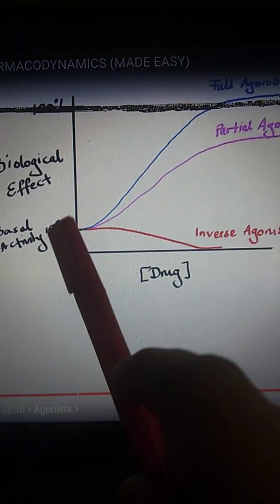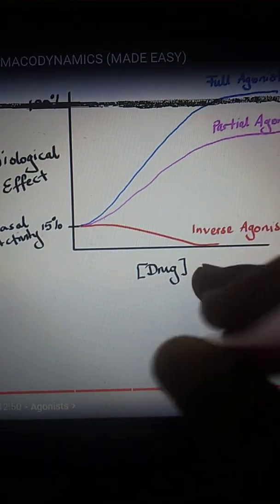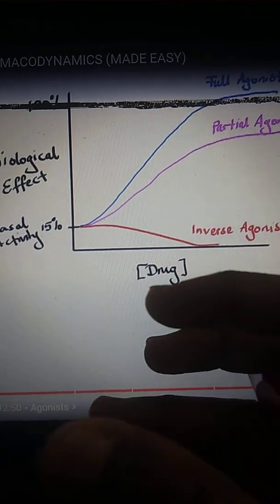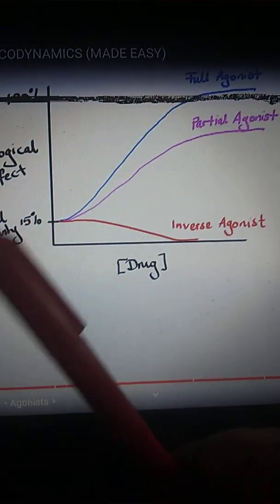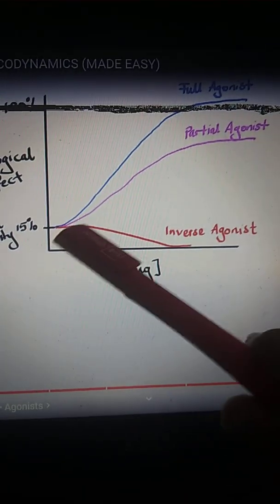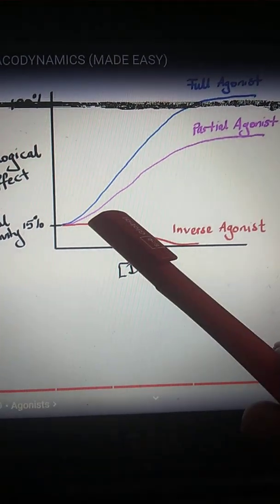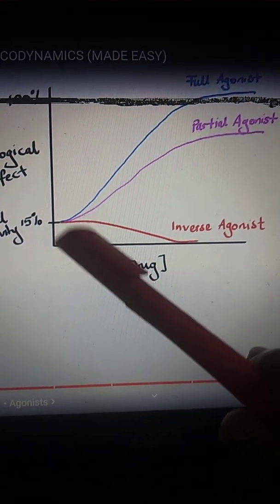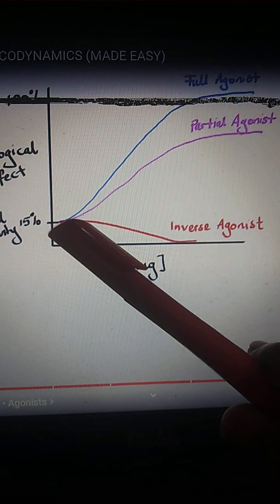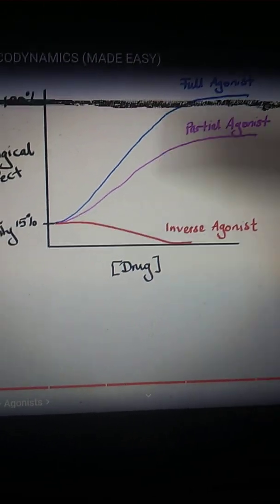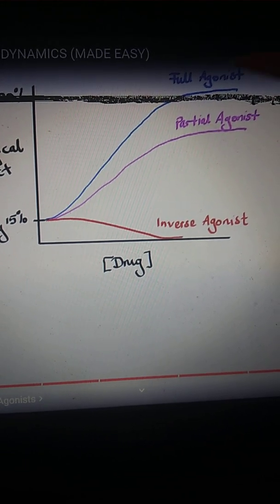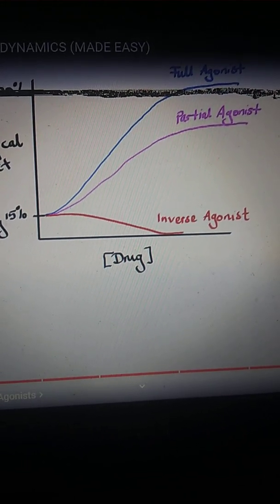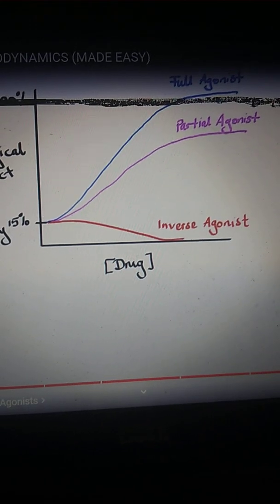There's always a basal activity. For example, when you give a drug, 15% of receptors being occupied will always produce a basal biological effect. Now a full agonist is what is shown here. A partial agonist is when you give a concentration of the drug and it will not produce the maximum biological effect. The biological effect will be less compared to that of the pure agonist. That is called a partial agonist.